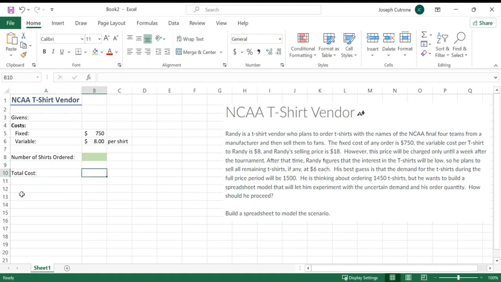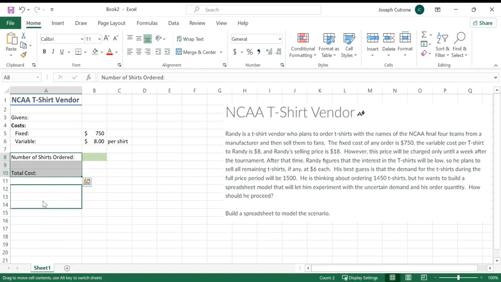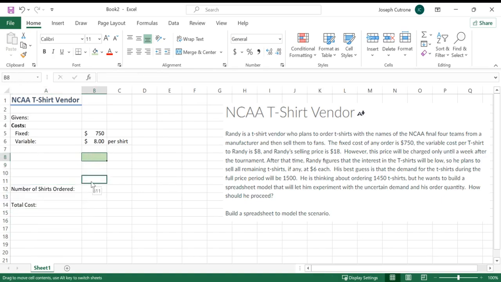If I keep reading, now I'm getting into my profit. How much am I actually making? Now I have my selling costs. I'm going to try to keep all the givens together. And there's no right or wrong way to do this. Maybe I'll drag this down.